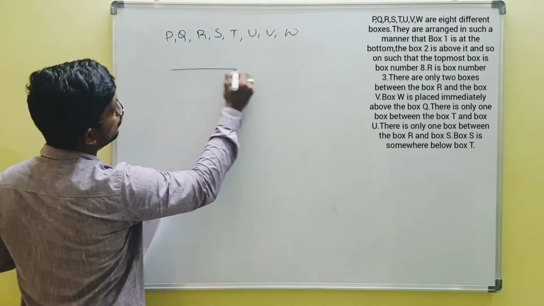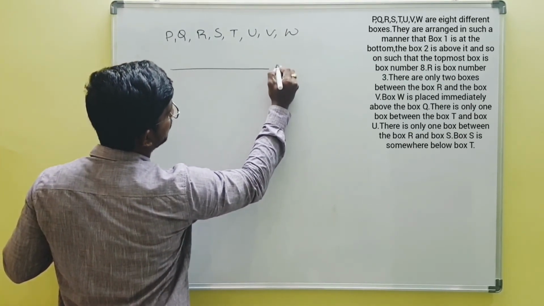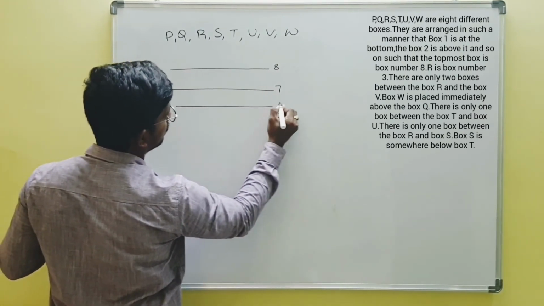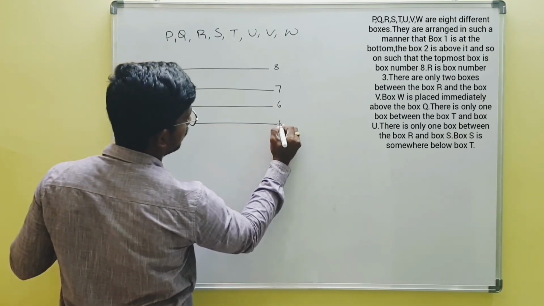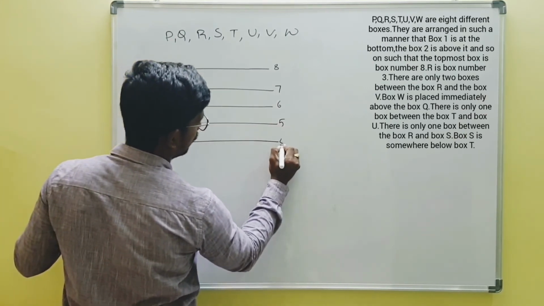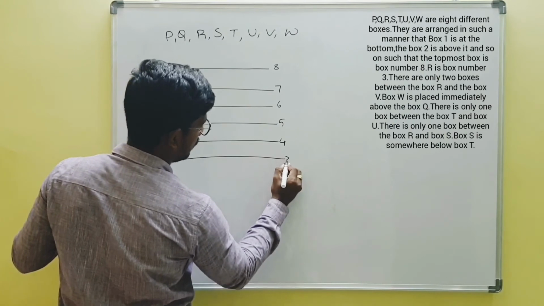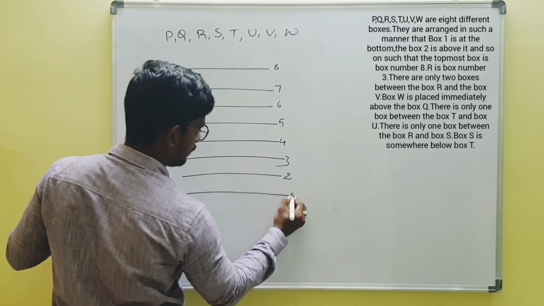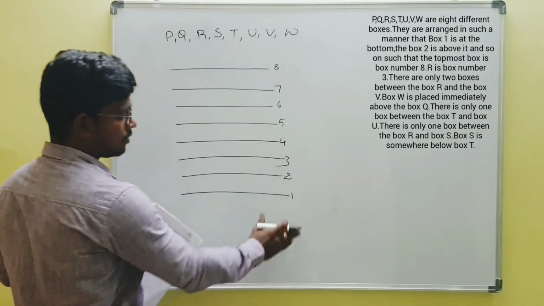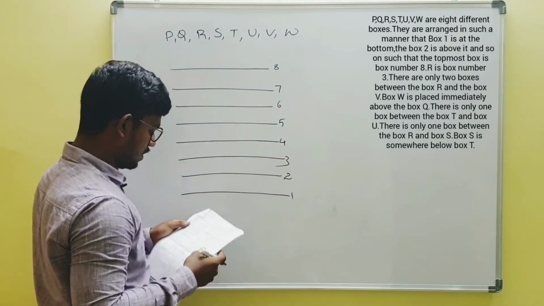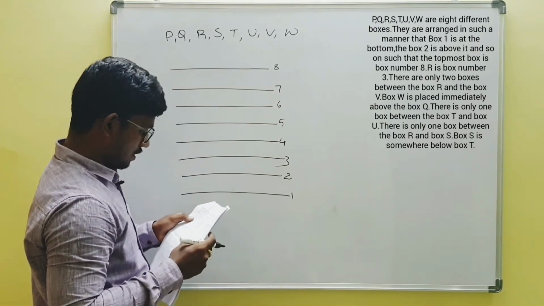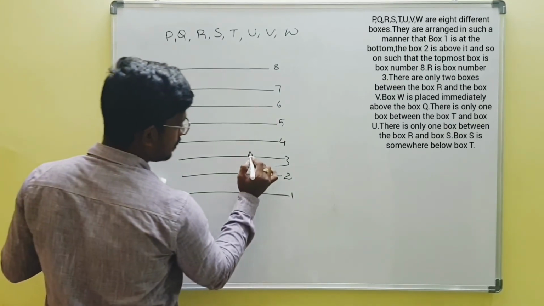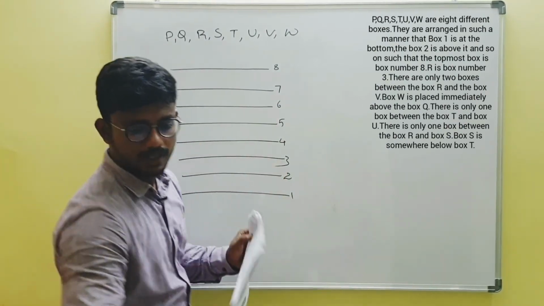Okay, topmost box is numbered as 8 and below that 7, 6, 5, 4, 3, 2 and 1. Okay, so the bottom of the box is numbered 1. It is given that R is box number 3.